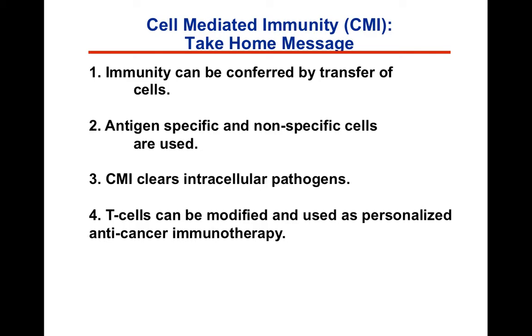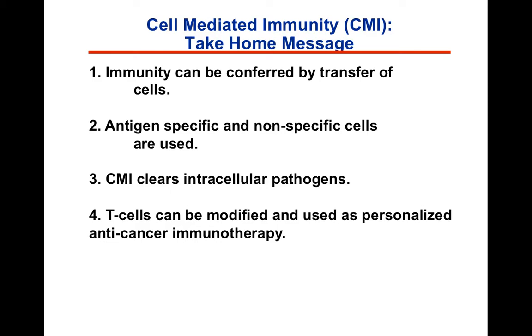First, immunity can be conferred by transfer of cells. What we've learned up till now is that immunity is transferred by the transfer of antibodies. If I transferred antibodies from one person to another, I can transfer their AMI immunity, at least temporarily, to that other person. And you could do the same thing through cells. Two, antigen-specific and non-specific cells are used, and basically some of the cells we've already come across.